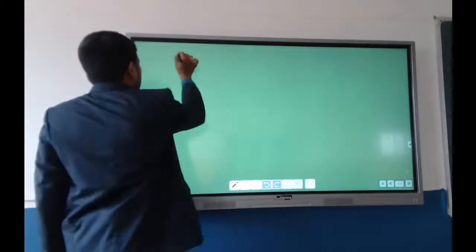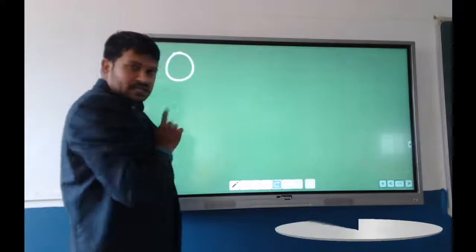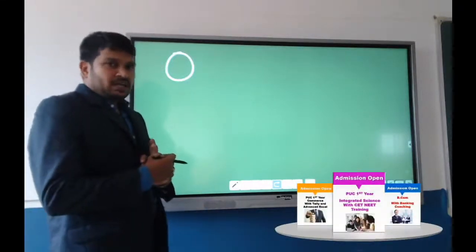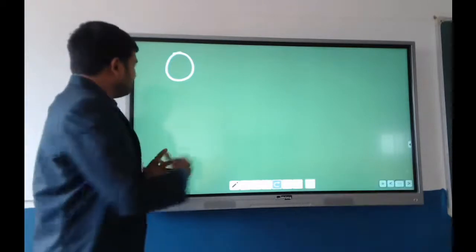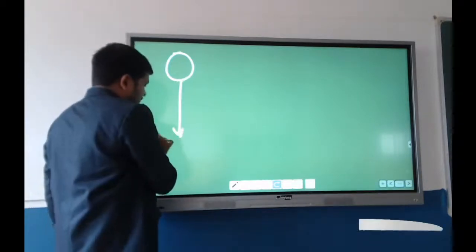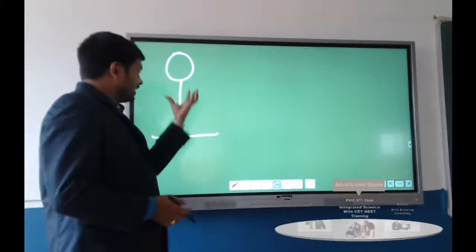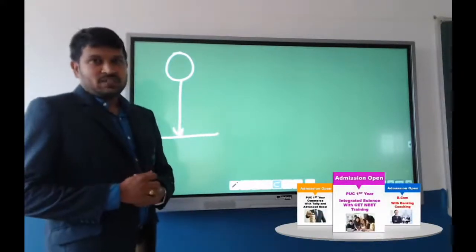Here, students, one last example I will give. Consider a tree. In the tree, an apple is there, right? If this apple falls towards the ground, why is it falling? Something is attracting it, or not? Which one is attracting?